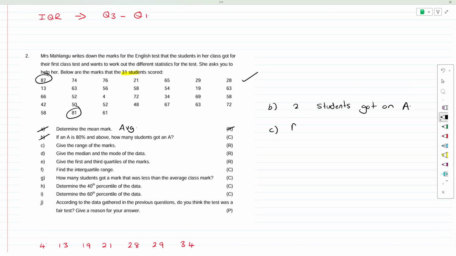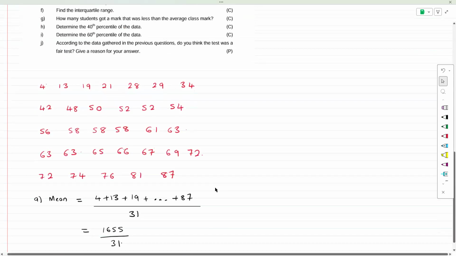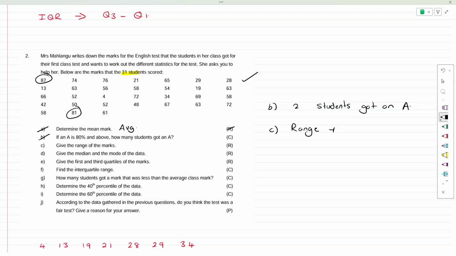The word range means I must take the biggest number minus the smallest number. 87 minus 4, which is 83.